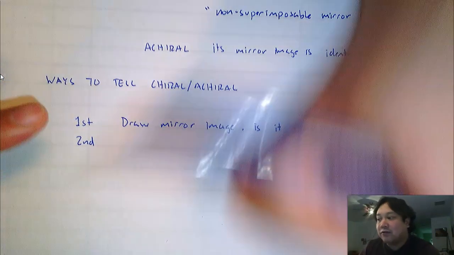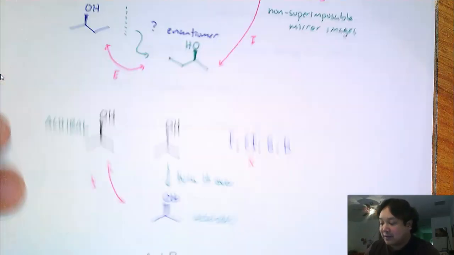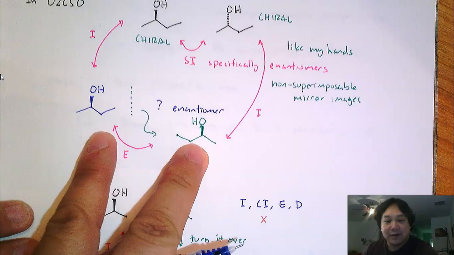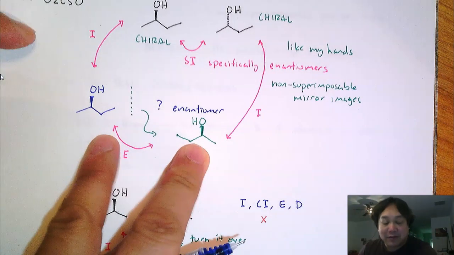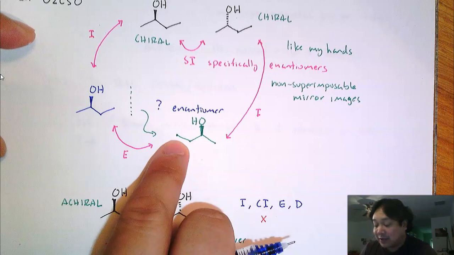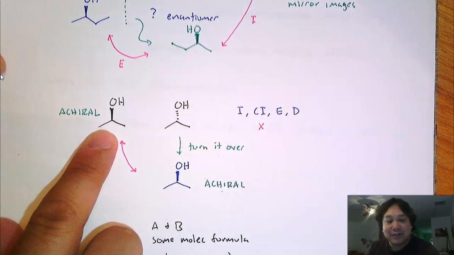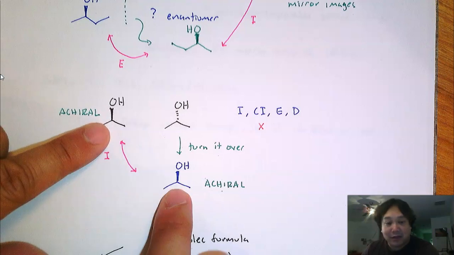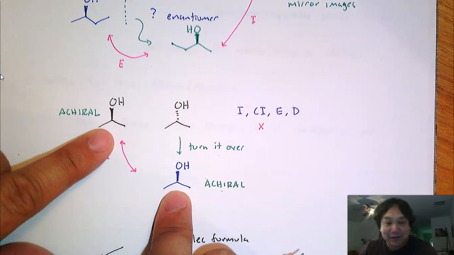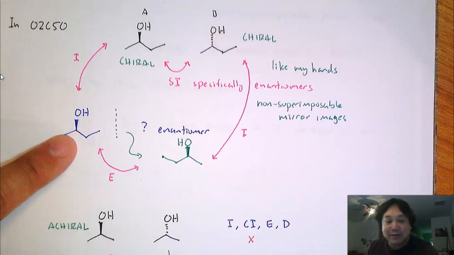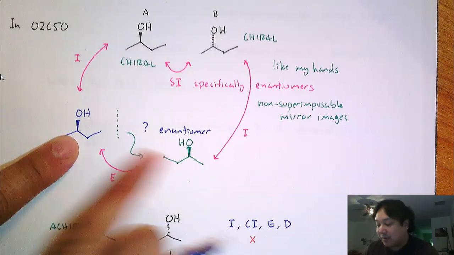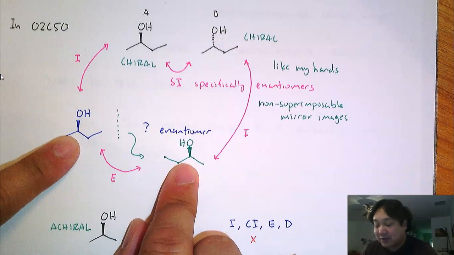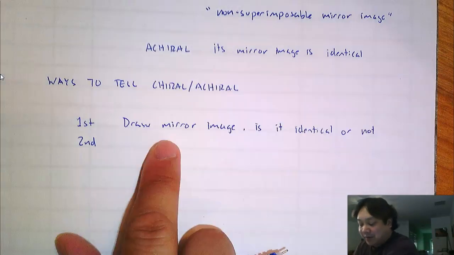So if you can draw the mirror image pretty fast, like these two here, and you could tell that they're not identical, then they are enantiomers. See, if I draw the mirror image of this, you see that I would get this molecule, and they are perfectly identical. When I draw the mirror image of this, they are not identical. They are not superimposable. So that's one way, draw the mirror image.